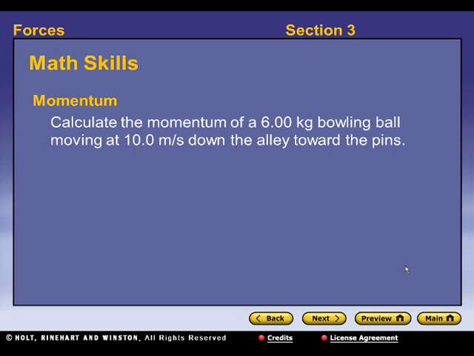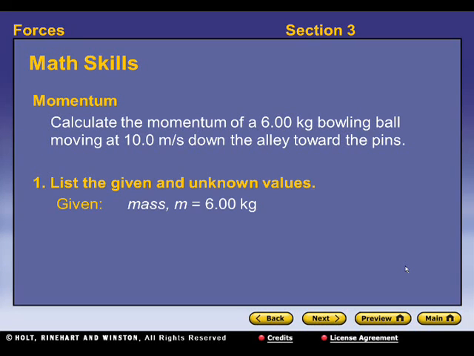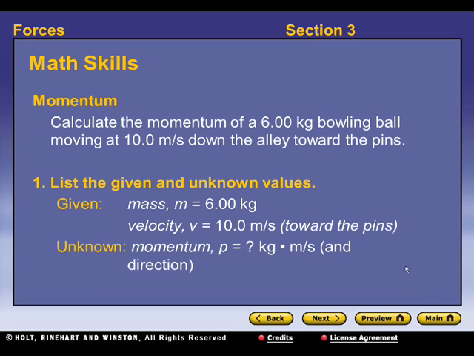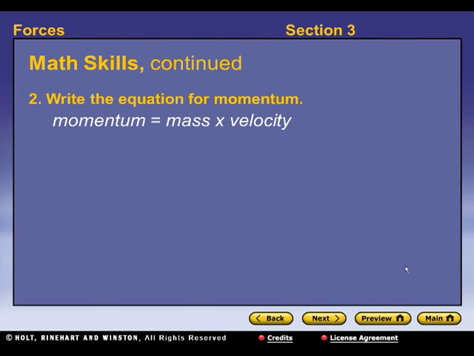Alright, so talking about momentum here. Calculate the momentum of a 6 kilogram bowling ball moving at 10 meters per second down the alley toward the pins. So let's again do givens and unknowns. We are given that the mass of the bowling ball is 6 kilograms. Velocity is 10 meters per second, and that's going toward the pins. Direction's important there. The unknown is the momentum, which is what we need to calculate.